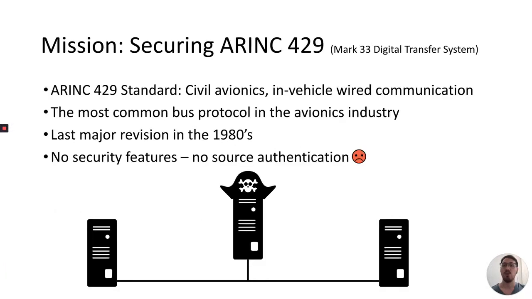So, what is ARINC 429? ARINC 429 is a standard protocol for in-vehicle communication in civil avionics. For example, the wired communication between the autopilot system and the GPS in an airplane. It is the most commonly used standard in civil avionics. Despite this fact, it has not seen any major revisions since the 1980s. It is missing modern security features. In particular, it has no source authentication. Devices have no way of determining if a message came from a trusted source or not, leaving the ARINC vulnerable to attacks.